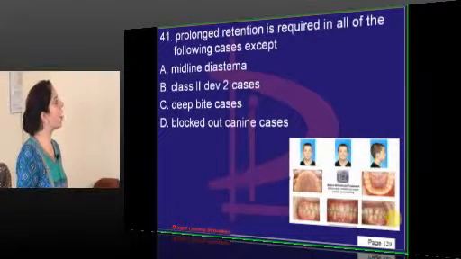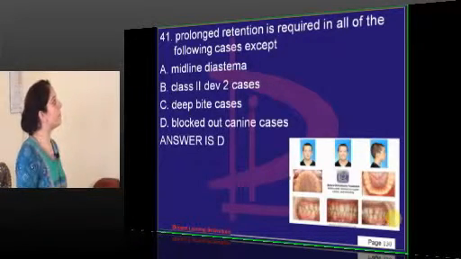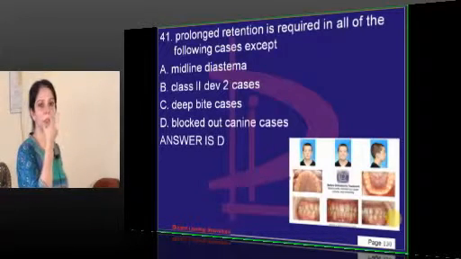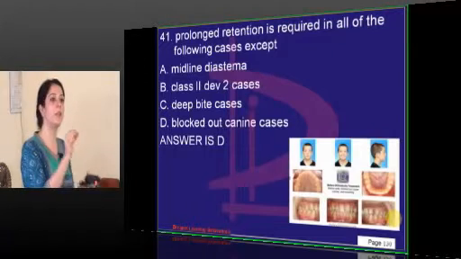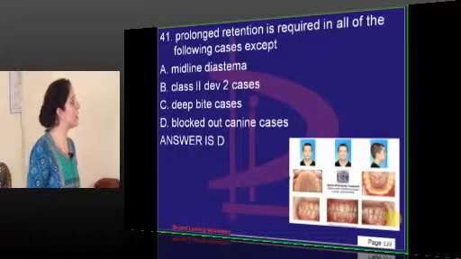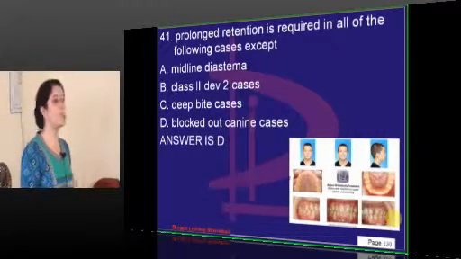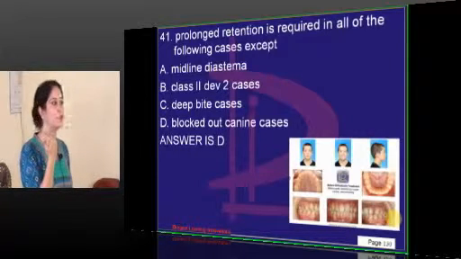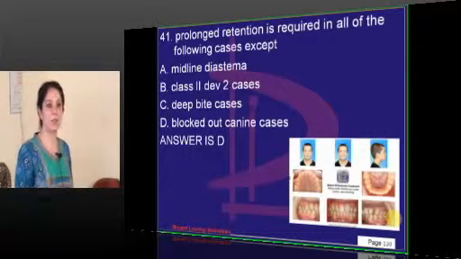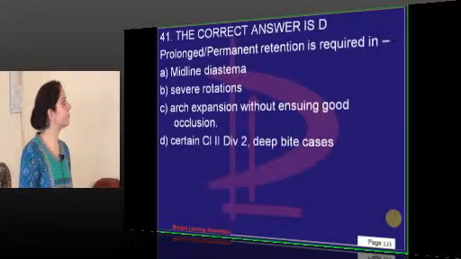Prolonged retention is required in all of the following cases except blocked out canines. In a midline diastema, it is almost always 100% necessary because of the gingival fibers that are present. They tend to again increase the space and pull back the teeth. Class 2 division cases and deep bite cases require it almost for the same reason. But in blocked out canines, usually once the canines come down to the normal positions, the incidence or the percentage of relapse is almost very negligible. So in these kind of cases, prolonged retention is not really required.